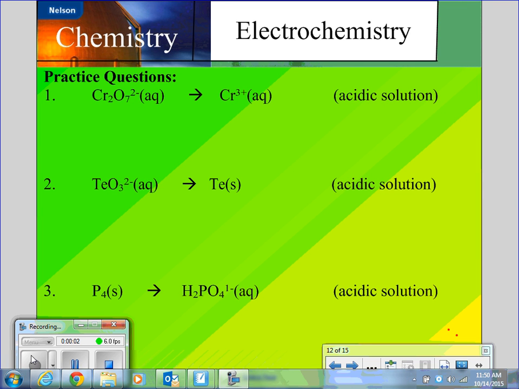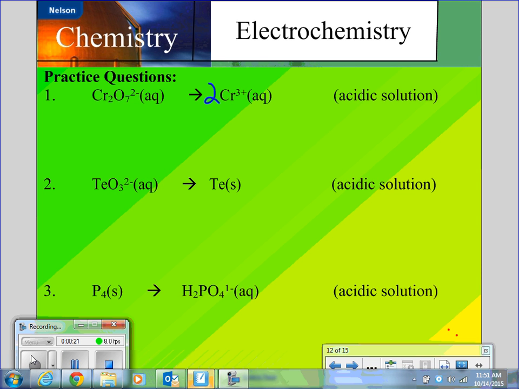So here we've got another skeleton half reaction. Our first step is to balance everything besides O and H. So I'm going to have to balance the chromiums by adding a 2 to the product side. My second step is we assign oxidation numbers.